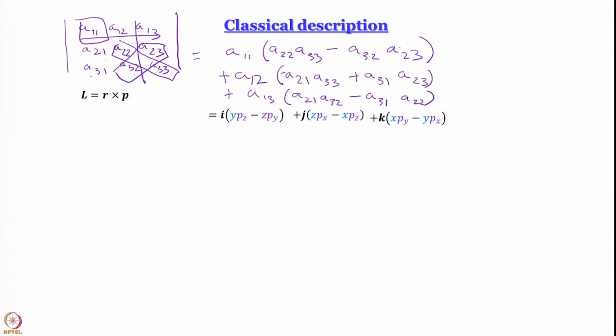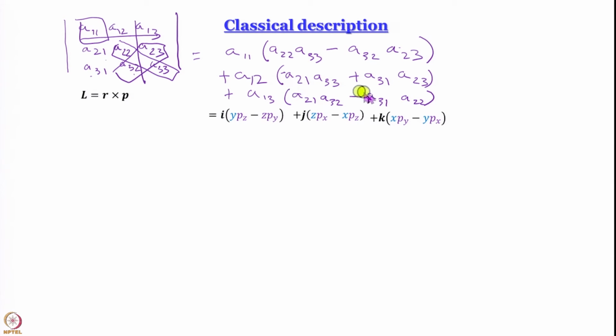Okay. So, this is how determinant is written, and if you now compare what I have written here by hand with what I have here, you can correlate, right. A11 in this case is I, A22 is Y, A33 is PZ, A32 is Z, A23 is PY, A12 is J, A21 is Z, PX.